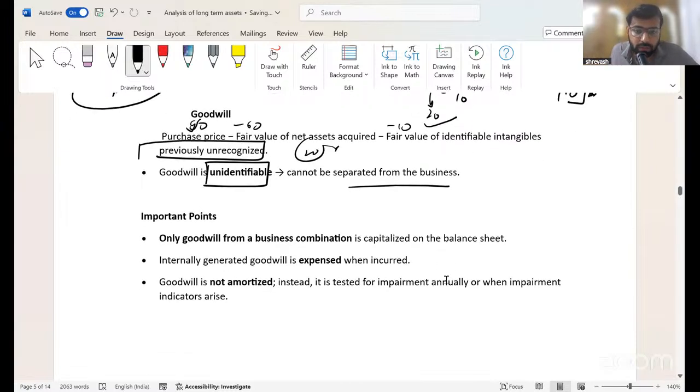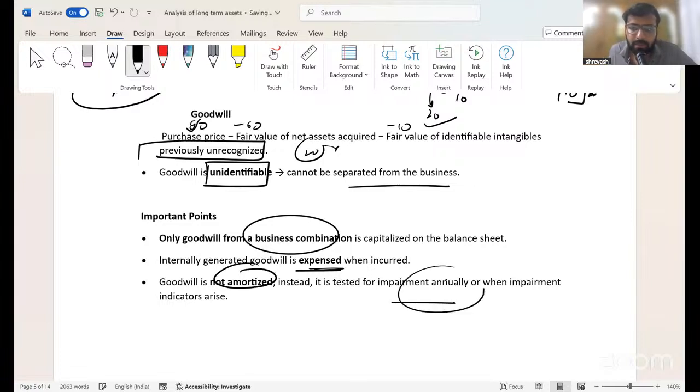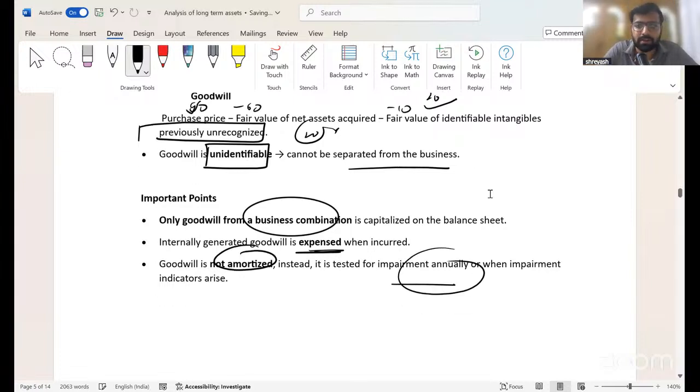Remember, goodwill only from business combination is recognized, right? The internally generated goodwill is never recognized. It is expensed when incurred. सर, internally generated goodwill is expensed when incurred, मतलब जो भी goodwill बन रही है जिन expenses की वजह से, वो सारे के सारे expenses expense ही होंगे. They are not going to be recognized as a goodwill. And goodwill is not amortized, but it is checked for impairment annually or whenever the criteria exist.